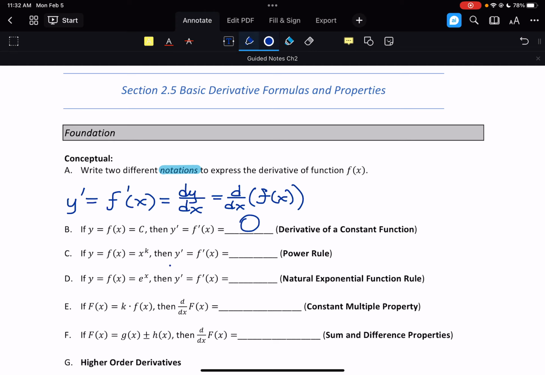One of the most important rules that we're going to be using here is the power rule. The power rule says if you have a power function, x to the k, where k is a constant, the derivative of this power function, you bring down the k, and then you take k minus 1 up in the power. So the derivative of x to the k is k times x to the k minus 1. So you bring down the k, subtract 1 from the power.